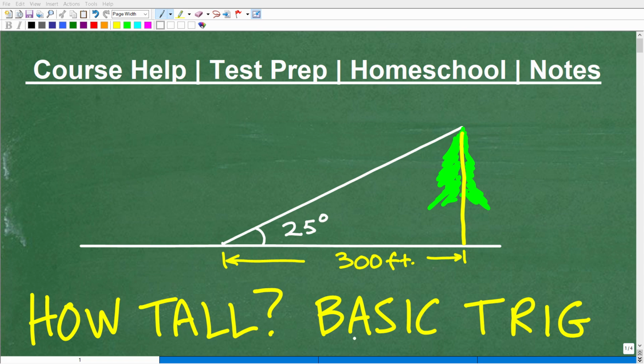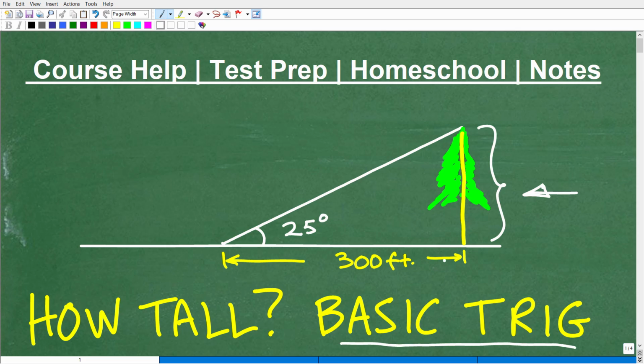Okay, let's talk about basic trigonometry. What we're going to do is apply some trigonometry to figure out how tall this tree is right here. So that is the name of the game in this particular problem. So let's take a look at this information.